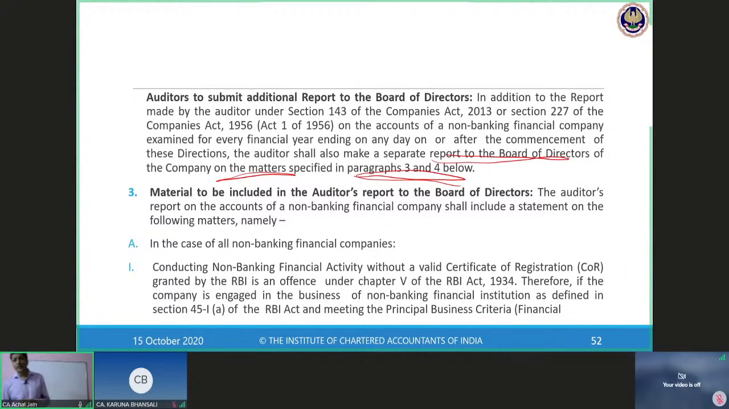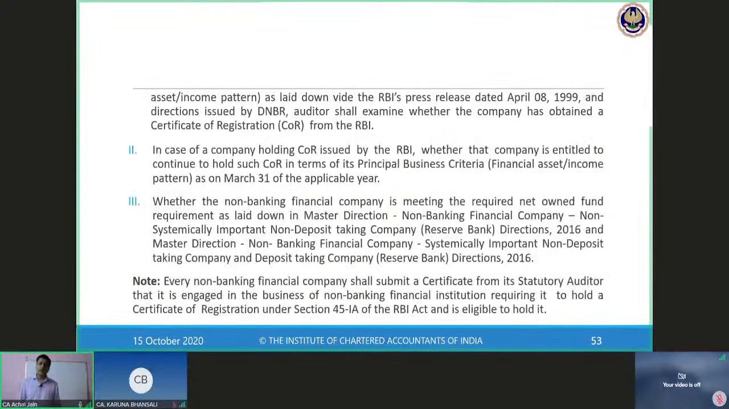First, material to be included in the auditor's report to the Board of Directors. In case of all NBFCs, conducting non-banking financial activity without a valid certificate of registration granted by the RBI is an offense. Therefore, if the company is engaged in the business of NBFC and meeting the principal business criteria, remember, 50% of the total income becomes financial income and 50% of the total assets become financial assets, the auditor in such a case should examine whether the company has obtained the certificate of registration or not.